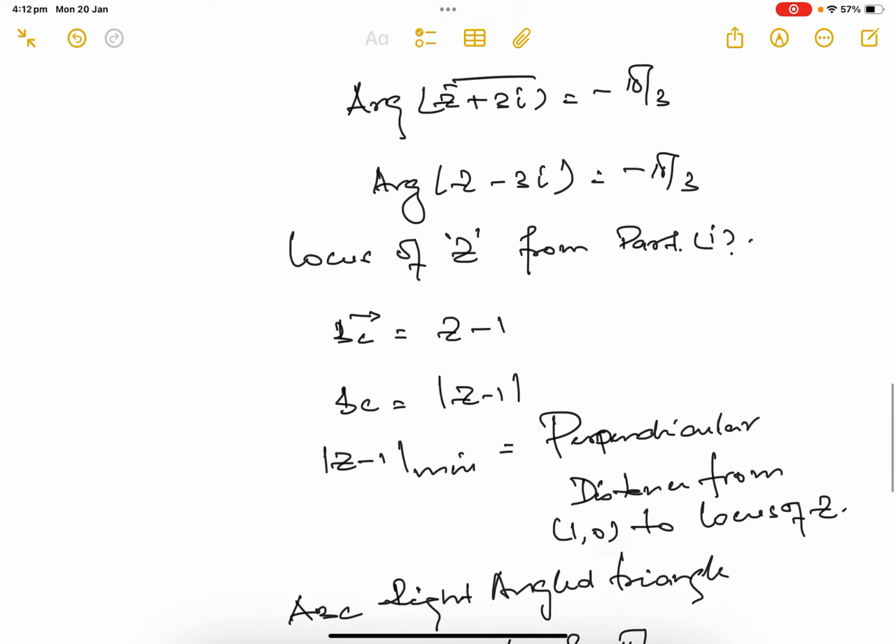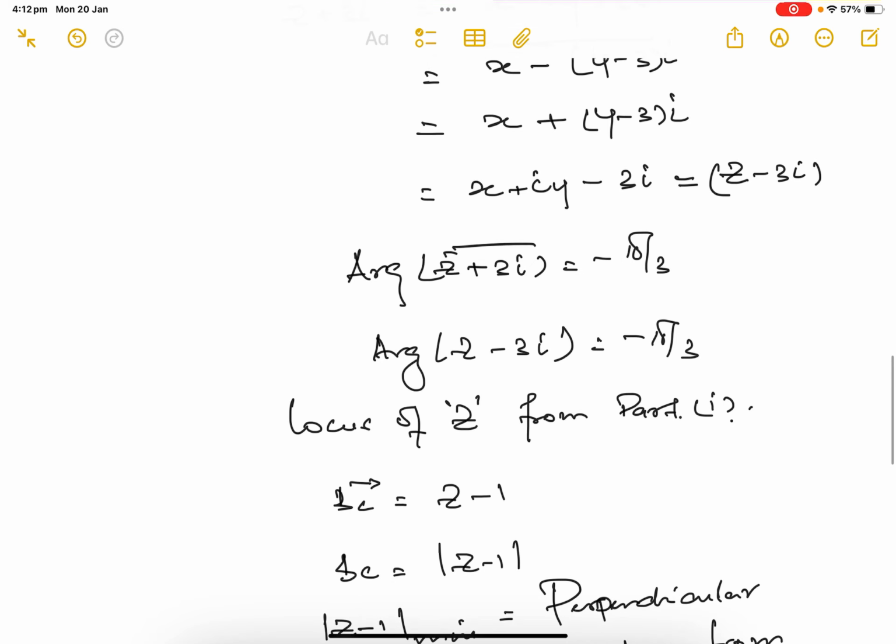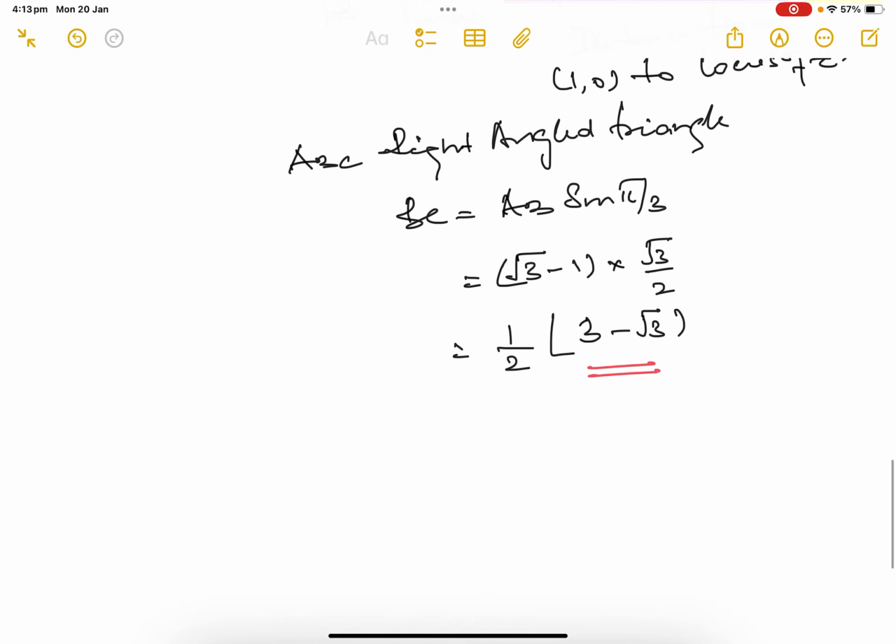So it's a bit of work. It's just because we've been given, as a hint from the first part, the locus of z. So we needed to prove that. We did that.